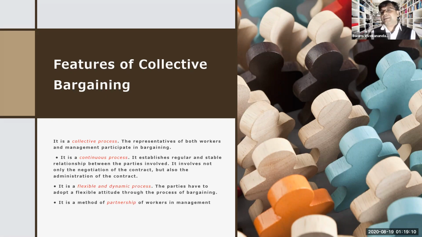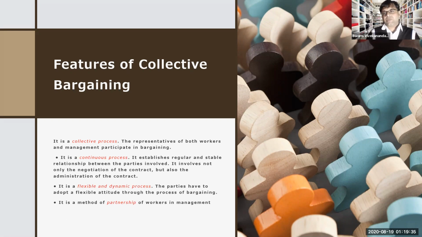Next one is a flexible and dynamic process. It is not a hard and fast rule that in the collective bargaining process we have taken the decision, so even if it is harming the company or harming the employee, we still need to continue with the decision. It is not that. It should be flexible, it should be dynamic in nature. We may have to sit together again to change the decision, right? So that is called the flexible and dynamic process.